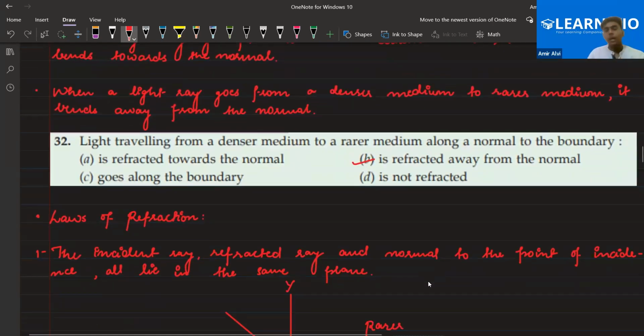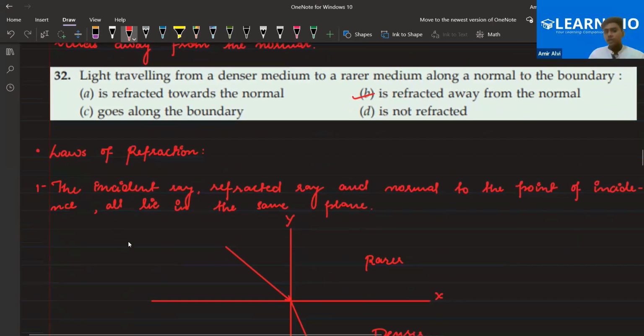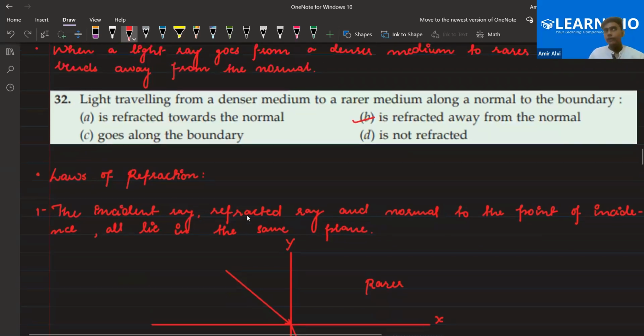Now let's understand the next topic, the laws of refraction. As we have seen, when there was reflection, two laws were there. Similarly, refraction laws are also there. The first law is very similar to the second law of reflection. The incident ray, the refracted ray, and the normal at the point of incidence all lie in the same plane. Clear?